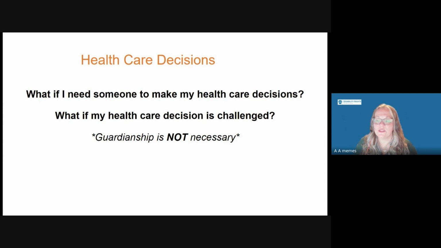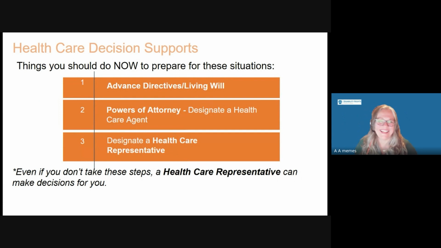And again, here's the spoiler. I told you that I would repeat several times. The guardianship is not necessary, not even in this situation. And I'm going to explain. Trust me, I'm going to explain why. It's actually pretty easy. You have many options. So let's talk about healthcare decision supports.